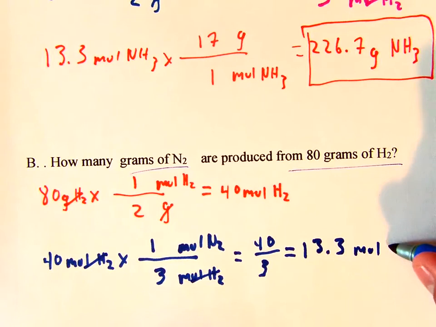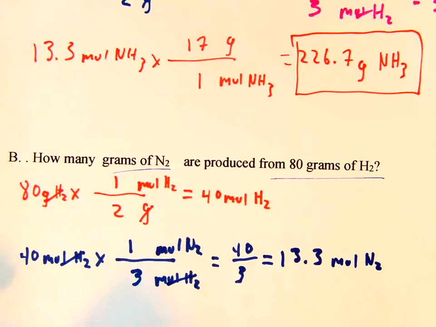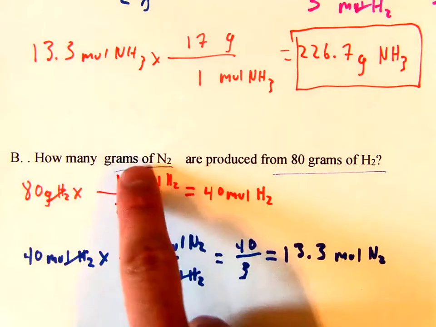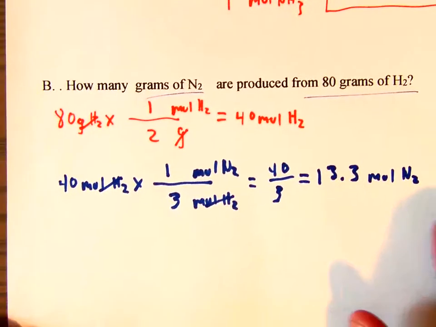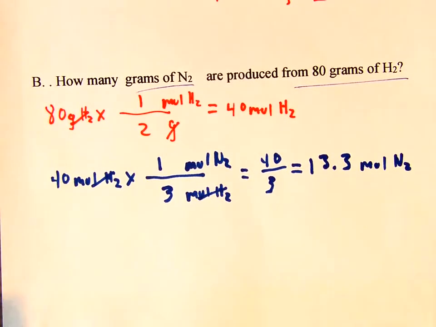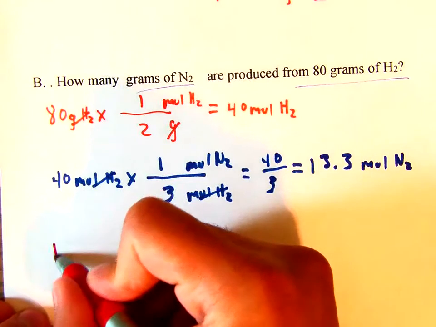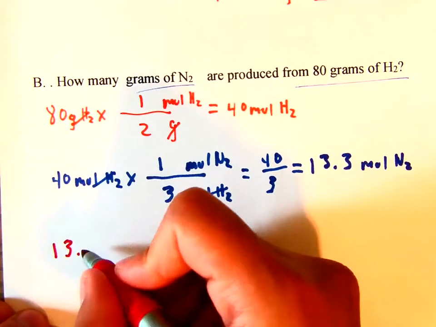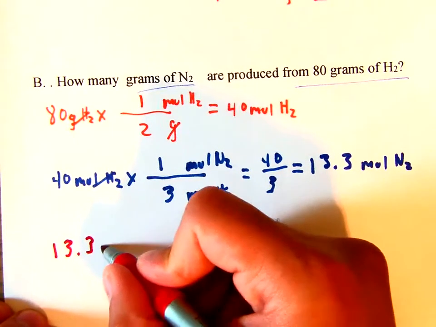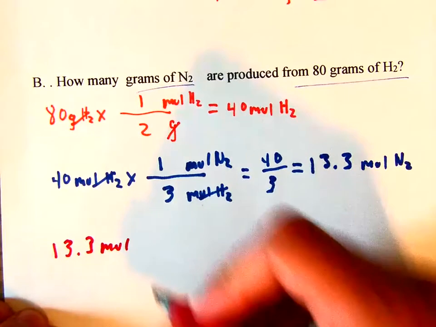These cancel. That's what I'm left with: moles of N2. Okay, we're almost there. We want to figure out the grams, so we just have to turn this into grams. I'm going to rewrite it down here. This is the same thing I did in the first problem. I'm just doing it step by step and rewriting a few things.